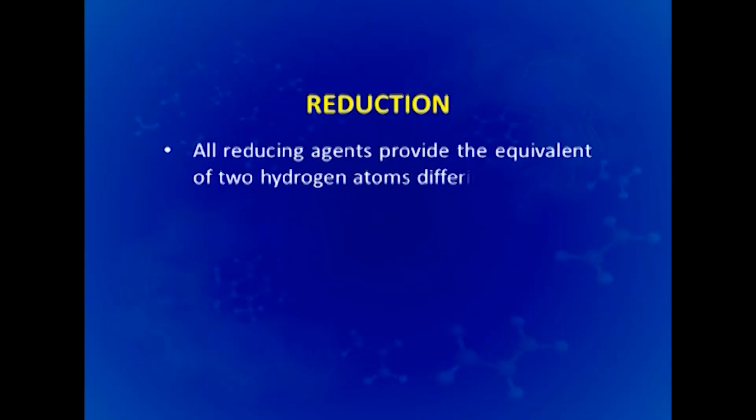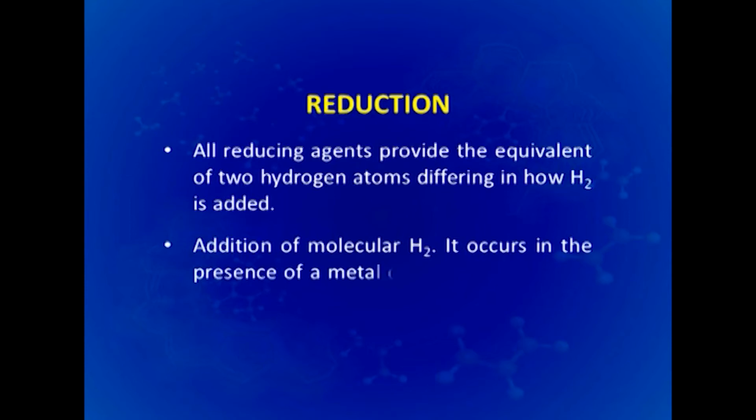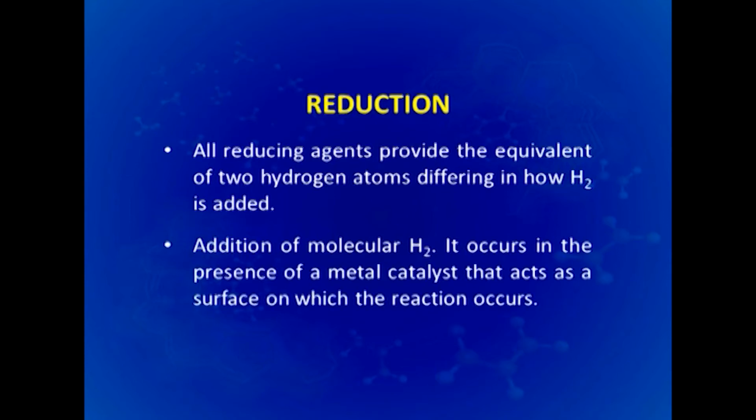The next method is reduction. So, here I would like to explain the reducing process. There are three ways to add hydrogen. All reducing agents provide the equivalent of two hydrogen atoms, differing in how hydrogen is added. This is the first way, the addition of molecular hydrogen. It occurs in the presence of a metal catalyst that acts as a surface on which the reaction occurs. For example, hydrogen in the presence of nickel catalyst or hydrogen in the presence of palladium catalyst.